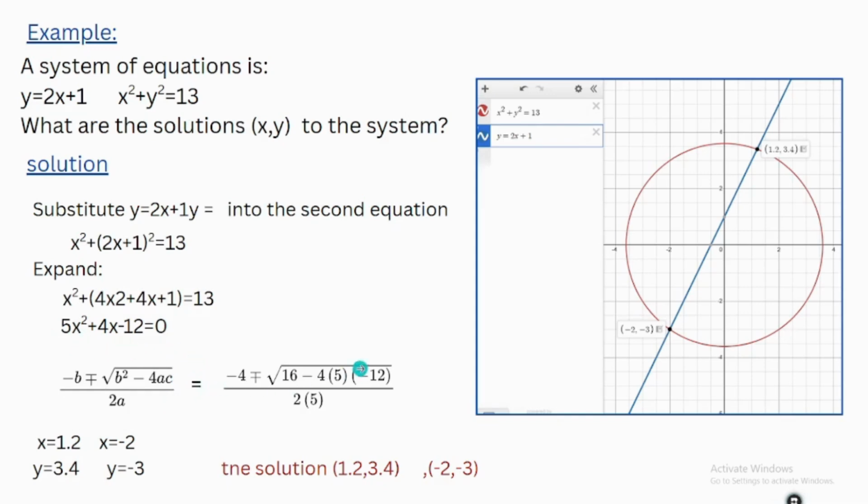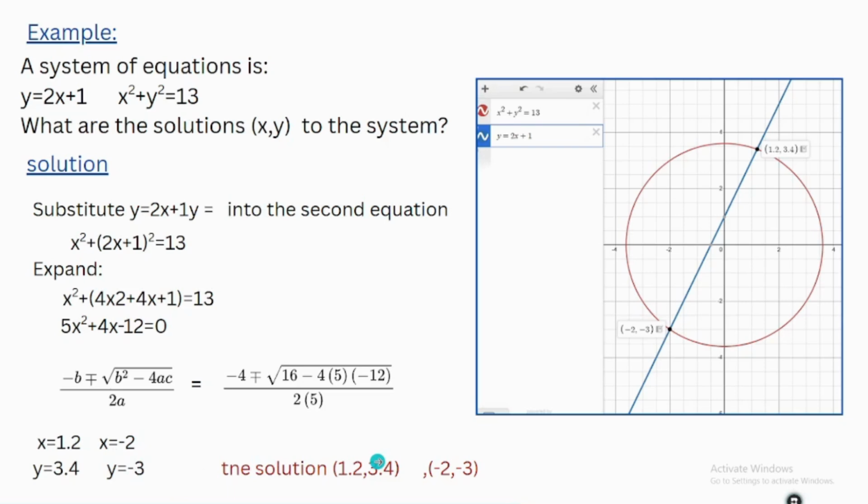We find from the formula that x equal 1.2, and when we find that x equal 1.2, we substitute the number x in this equation to find the y. And when we find x equal -2, we plug in x equal -2 in this equation because it's simplest to find y. So the two points are (1.2, 3.4) and the other point is (-2, -3).